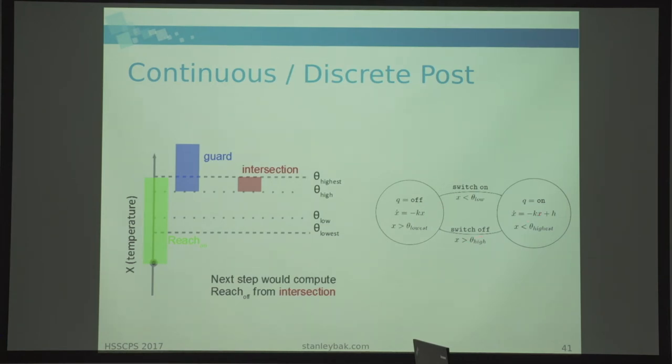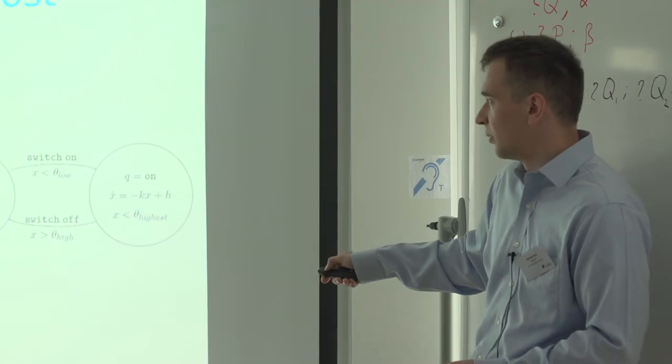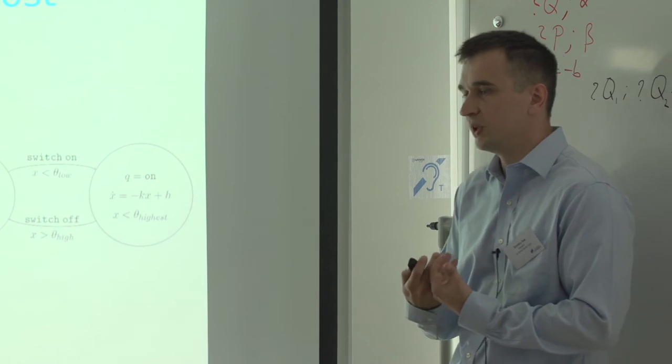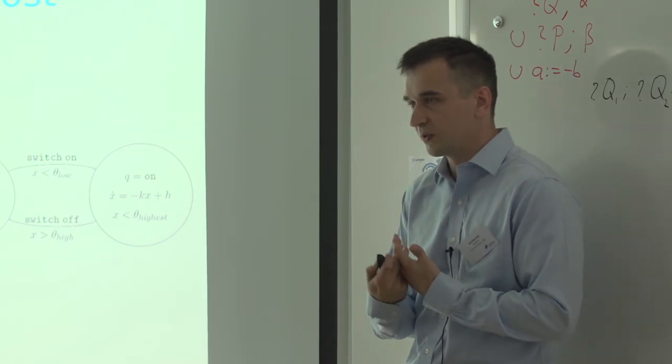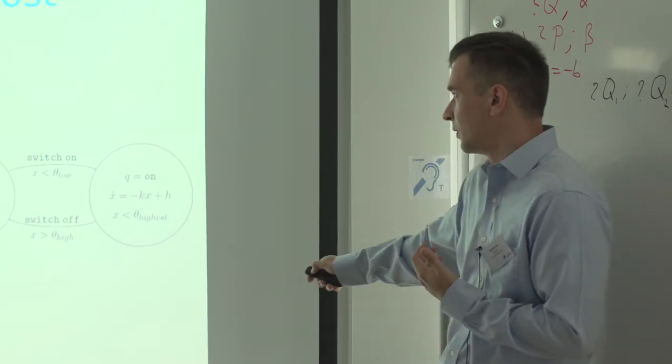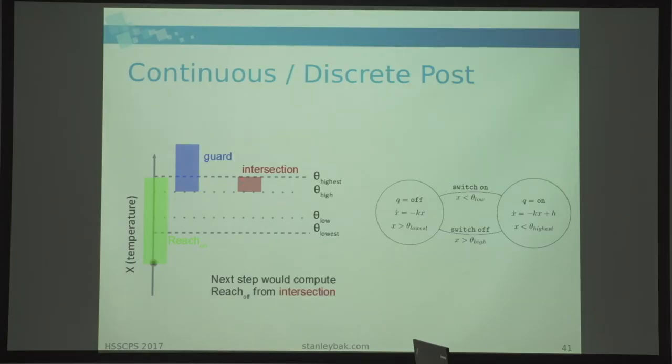after the temperature has increased, when the temperature exceeds some high temperature, then you'll take this guard. That can be represented here by this blue set of states, where all the temperatures higher than theta high is the guard, extending up to infinity, right? So you'll do a geometric intersection between these sets of states, and you get the set of states that's the start states for the next mode in the hybrid automaton. When you do the intersection between the reach set and the guard, you get this red set of states.